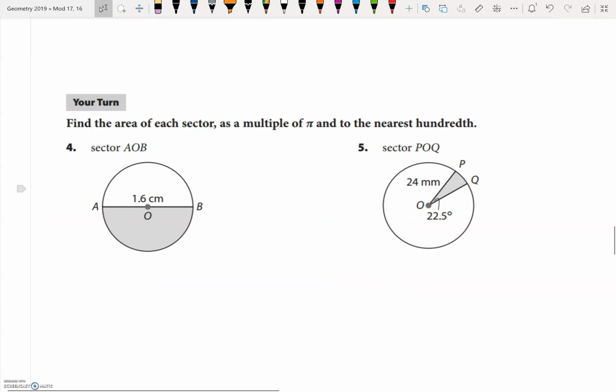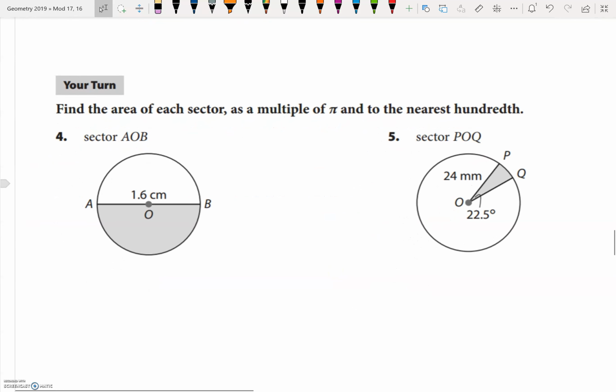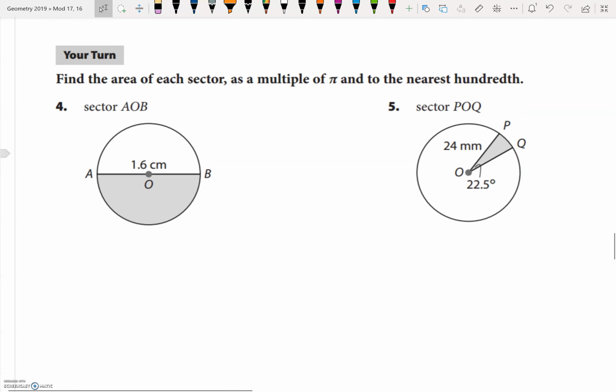All right, also go ahead and do number 4 and number 5. Why don't you go ahead and pause these, figure out these two areas. All right, I'm going to do them right now.